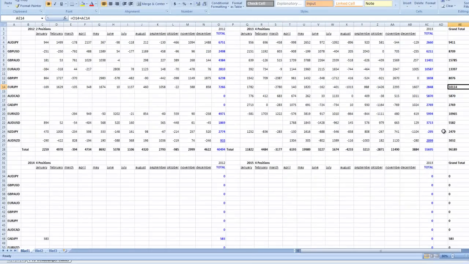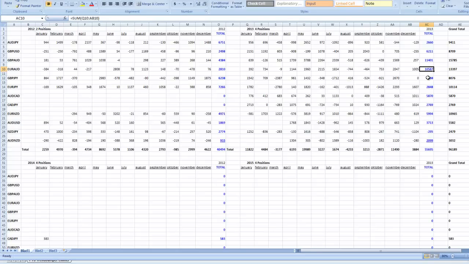Look at the results on all these other pairs. The Aussie yen, pound US, over 6,000 pips on the cable. Pound Aussie, that was the star of the year, 11,000 pips. Its close cousin, the Euro Aussie, over 10,000 pips.